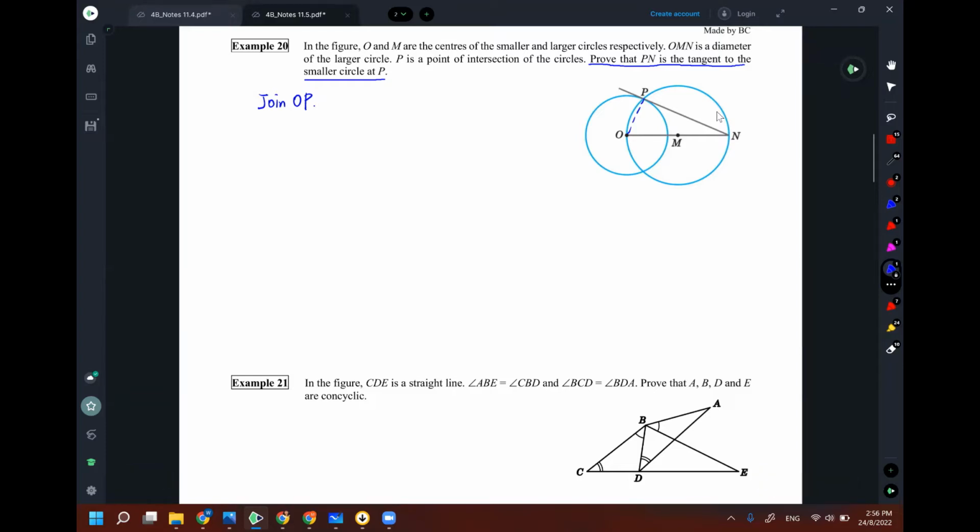Since ON is a diameter, maybe you specify in which circle. In circle M, I call it M. Therefore, angle OPN equal 90 degrees. Here I'm using a theorem that's called angle in the semicircle.